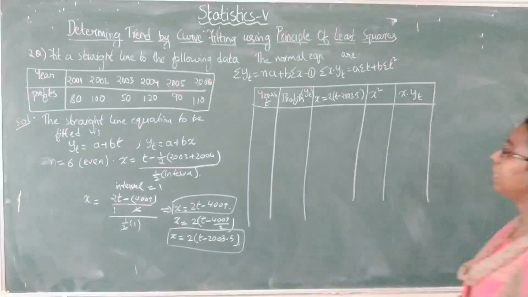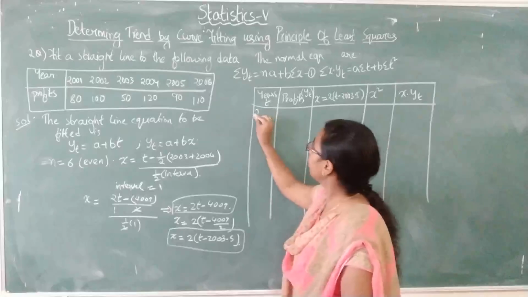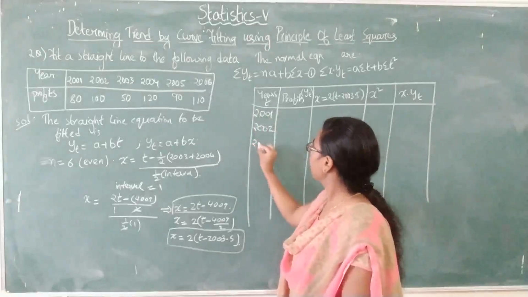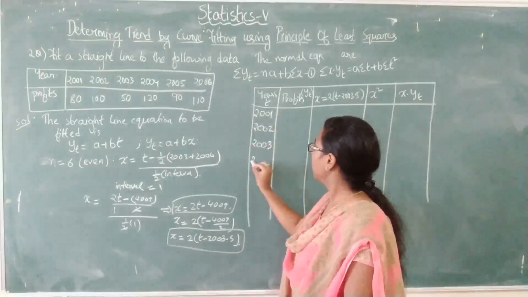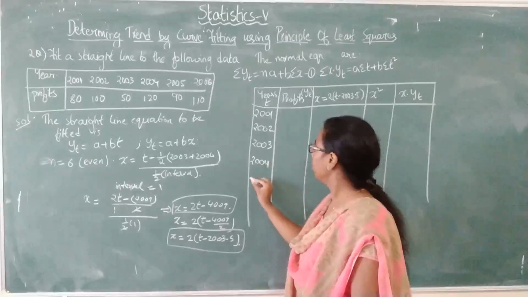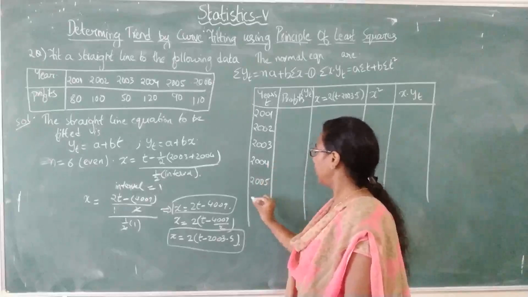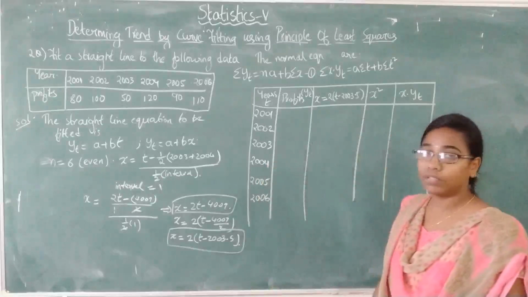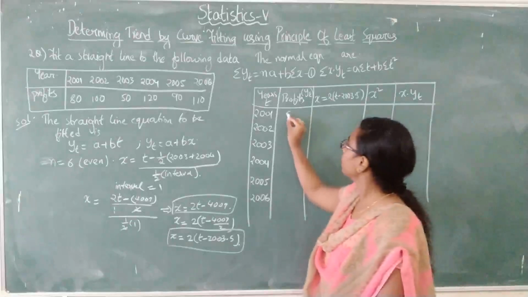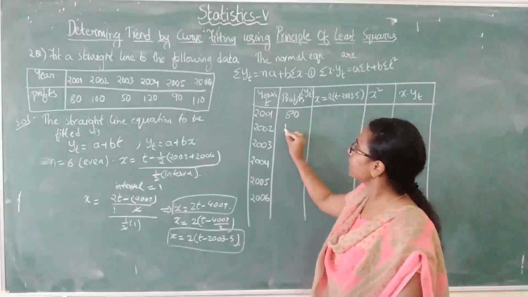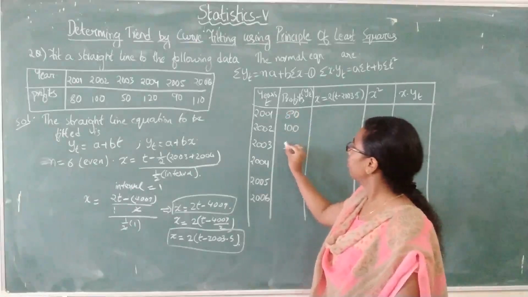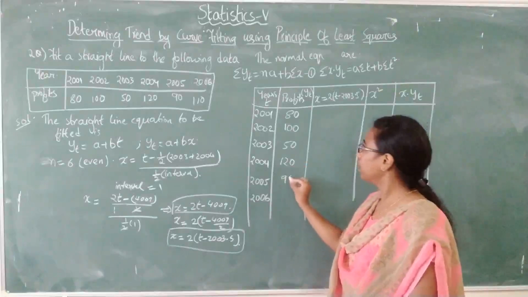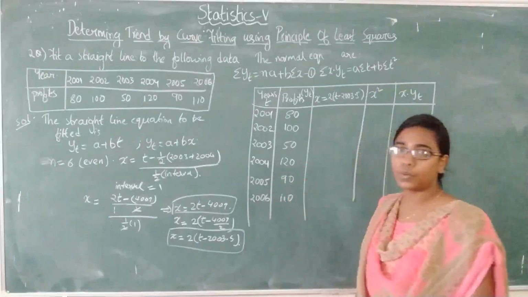Now find all the different values. Coming to the years, what are the different years given? 2001, 2002, 2003, 2004, 2005, and the last is 2006. Now coming to the profits, what are the different profits here? 80, next is 100, next is 50, next is 120, next is 90, and the last one is 110.